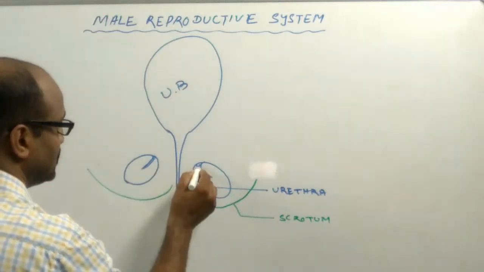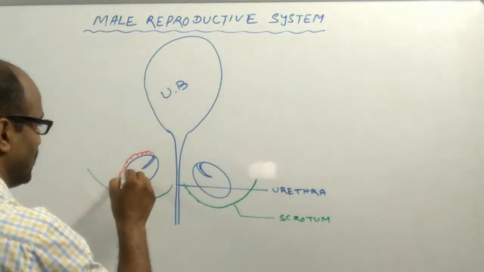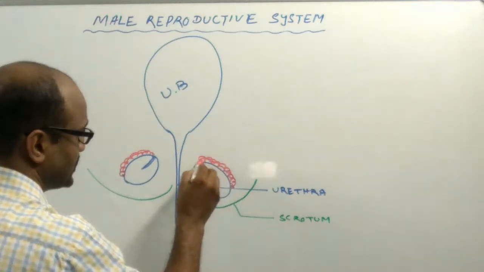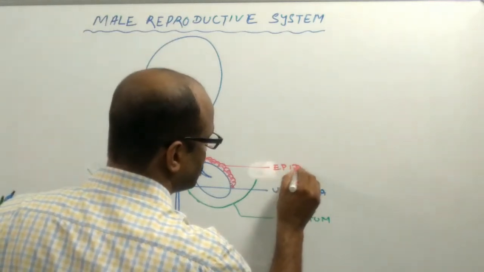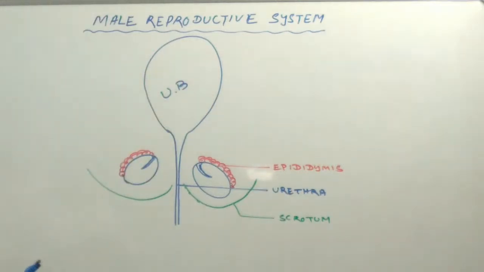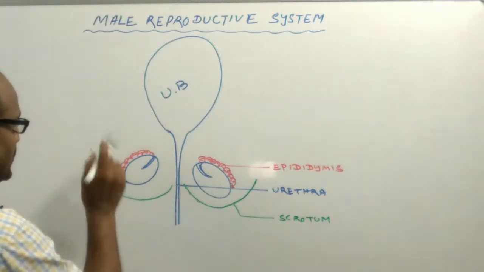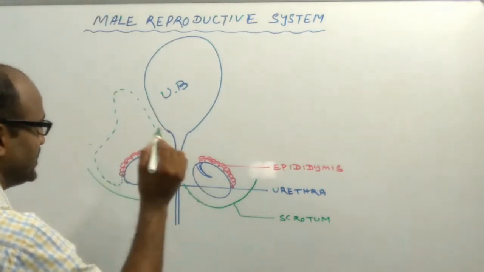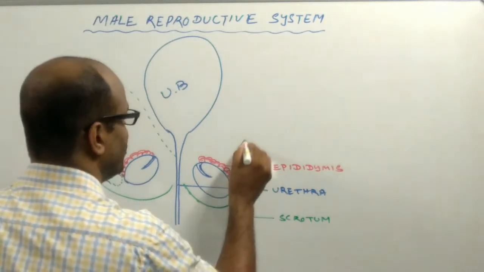On the outside of the testis there is a coiled mass of tubules, and this structure is known as the epididymis. This is the epididymis. From the epididymis a duct arises, runs in this manner, and opens into the urethra.